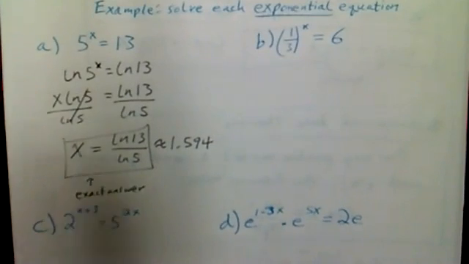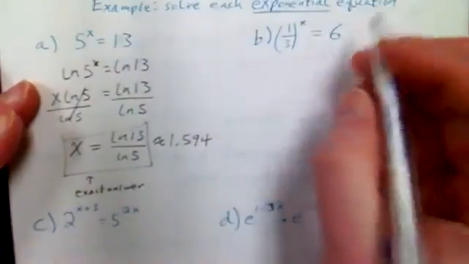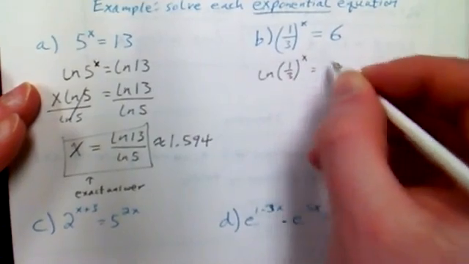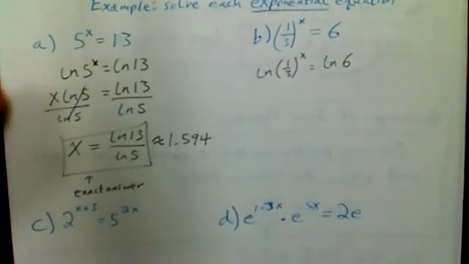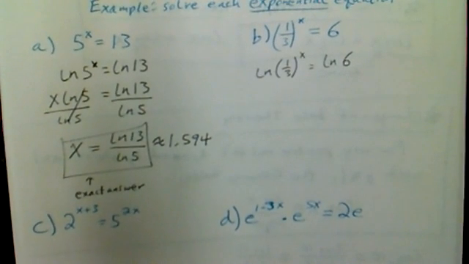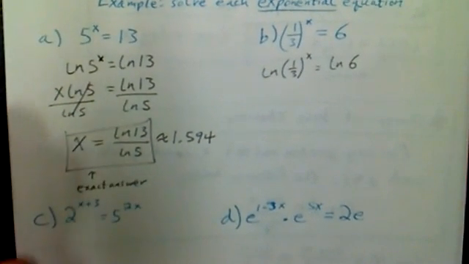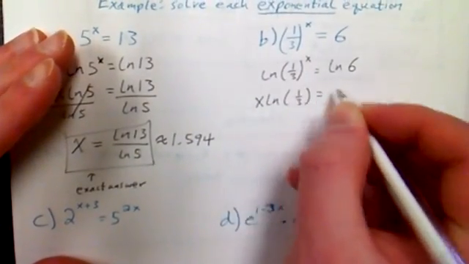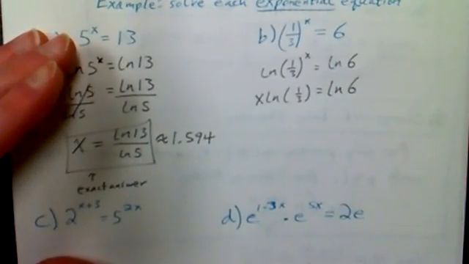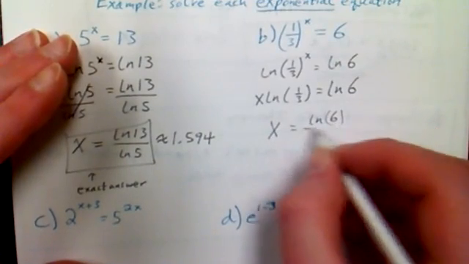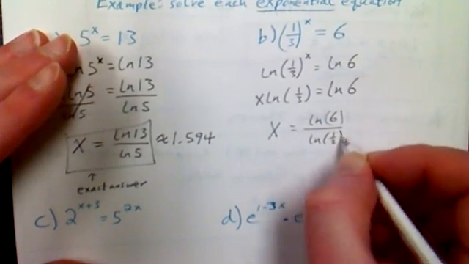Let's look at b. b works very similarly. We have 1/3 raised to the x power. So let's go through and I say, okay, well, I can once again take natural logs of both sides. You don't have to take natural logs. I could do log base 10s. I could even do log base 1/3 or log base 6. I just like to stick with the natural logs myself. I'll use that same property, and then finally, it's the same thing to get x. x is equal to the natural log of 6 over the natural log of 1/3.